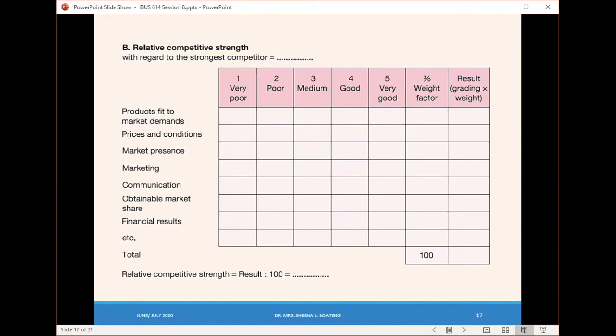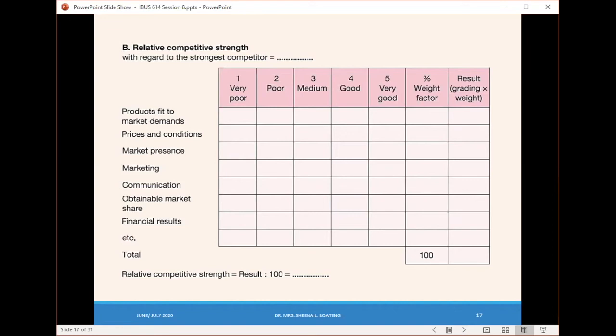Please, does it make sense? Yes, please. Good. And then in terms of prices and conditions, if you can afford to sell your product at a cheaper price than the strongest competitor in the market, that again will be an advantage for you. So that means that you will be at a higher competitive strength than your competitor with regard to price.